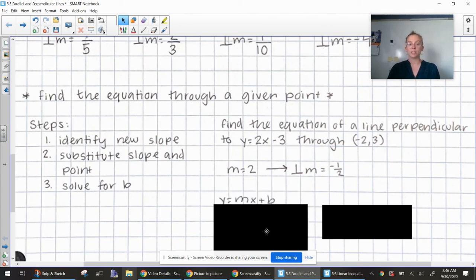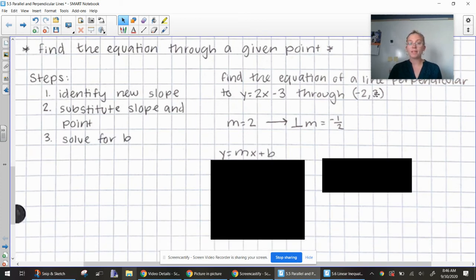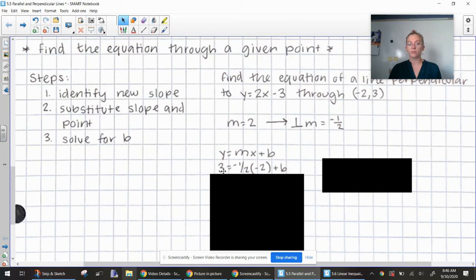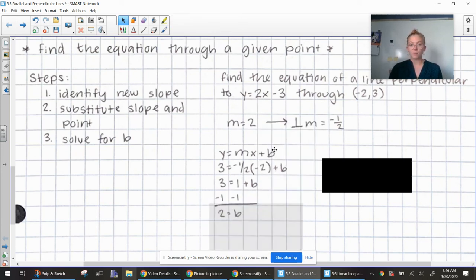Now I'm going to take the equation y equals mx plus b and substitute in my point and my slope so I can solve for my y-intercept, my b. So my point is negative 2, 3. So I'm going to substitute 3 for y, negative 2 for x. My new slope is negative 1/2. And I'm looking for b because I want to find my new y-intercept. Negative 1/2 times negative 2 is positive 1. If I subtract 1 from both sides of my equation, my y-intercept, or my b value, is 2.